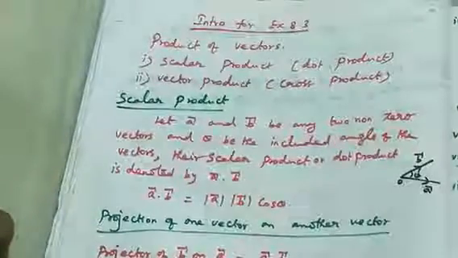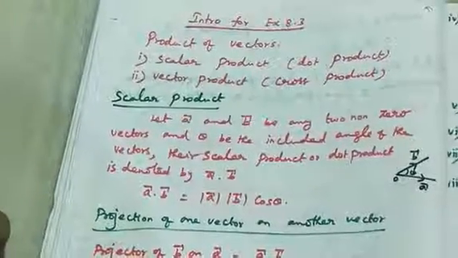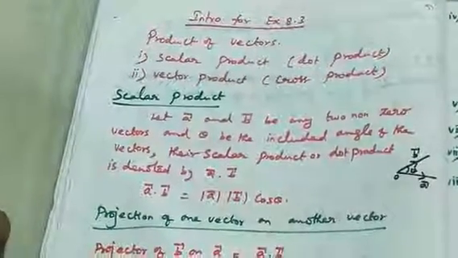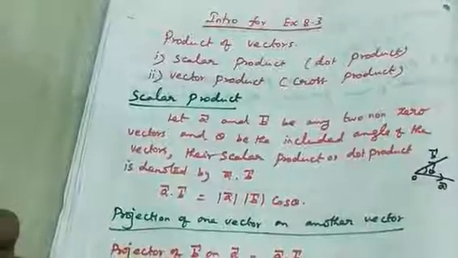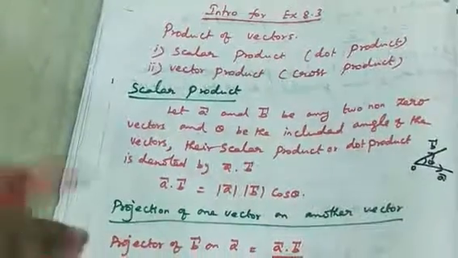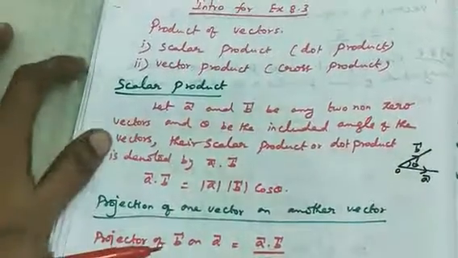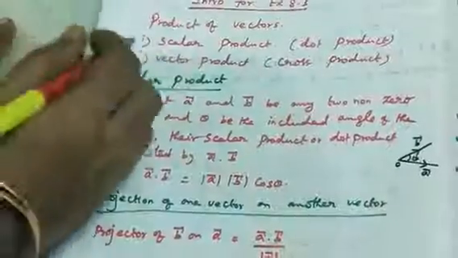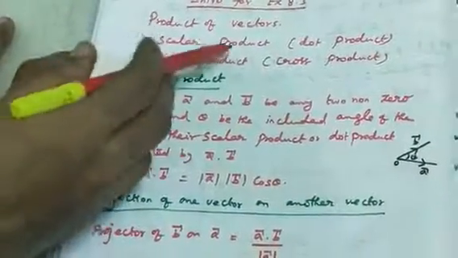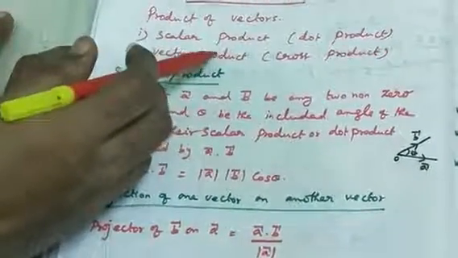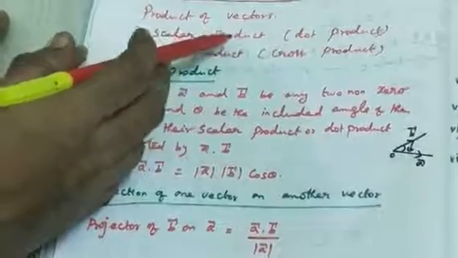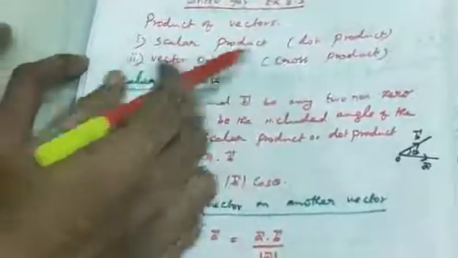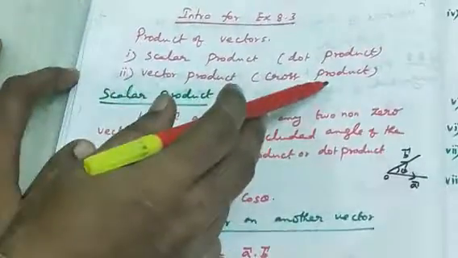Good morning students. Now we see the introduction for exercise 8.3. Here we see the product of two vectors. The product of two vectors has two subdivisions, that is scalar product and vector product. Another name for scalar product is dot product, and the vector product is cross product.